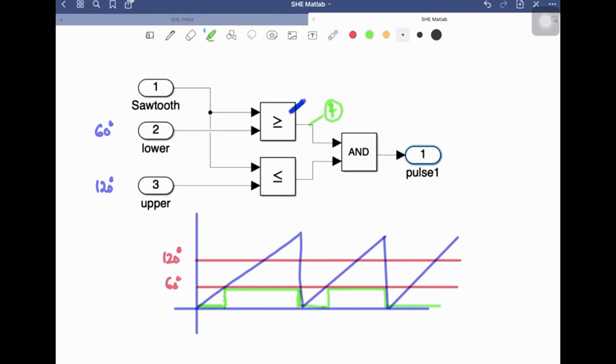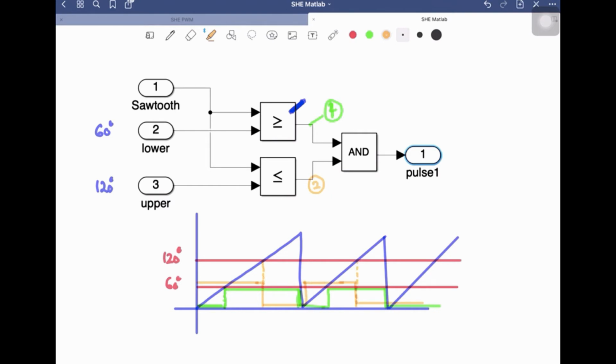And then what about the output of the second block? Let me mark it point 2. Its output will be true if the sawtooth waveform is less than the upper value. So its output voltage waveform will be like that up to this point. It will be logic high, and after that this 120 is less than the value of the sawtooth waveform, so it will go to level 0, and then it will go to level high over here and will remain at level high up to this point, and then will go to 0.